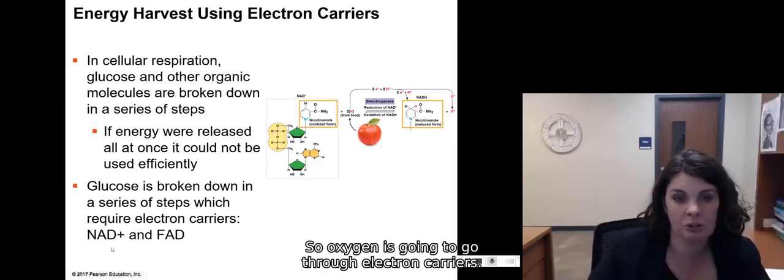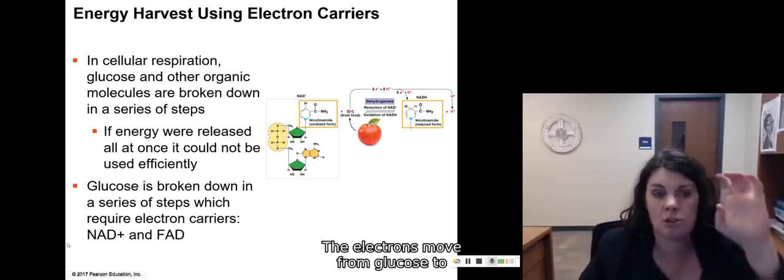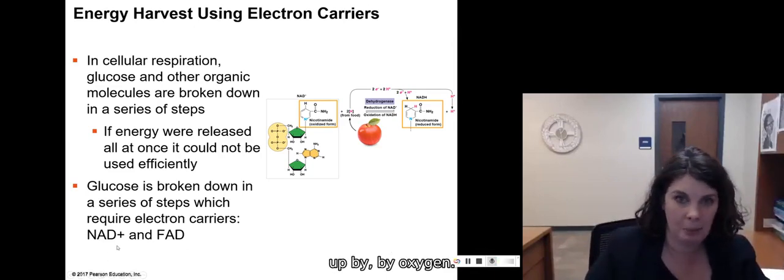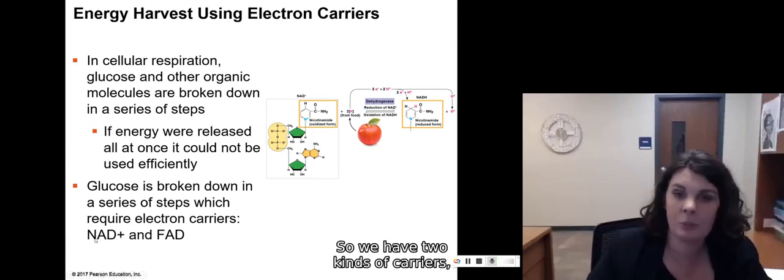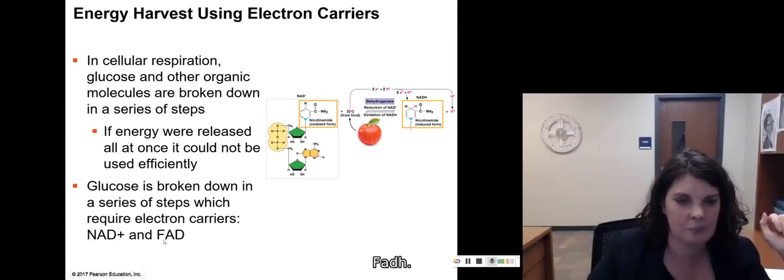So the electrons are going to go through electron carriers. The electrons move from glucose to these carriers and eventually are picked up by oxygen. So we have two kinds of carriers. One is NAD+, and one is FAD. Actually, it's FADH.